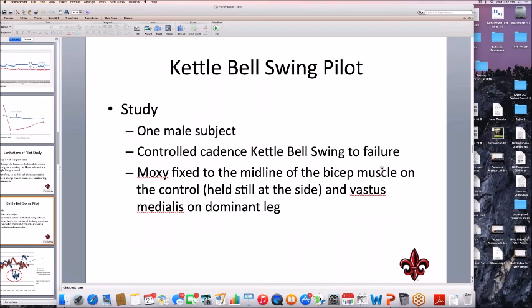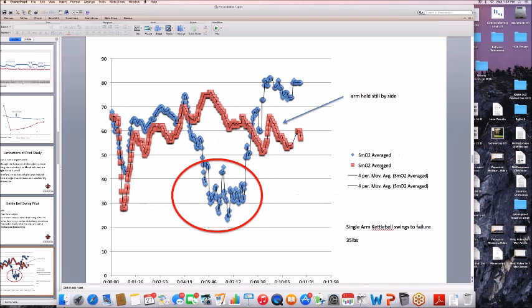So we fixed one Moxy sensor to the midline of the bicep muscle on the control arm, which was just held still by the side during the activity, and then we monitored the vastus medialis on the dominant leg. And I have to give a shout out to my graduate student Jason, because he was the subject for this, and doing kettlebell swings to failure is not a fun thing to do. And here's what we saw.